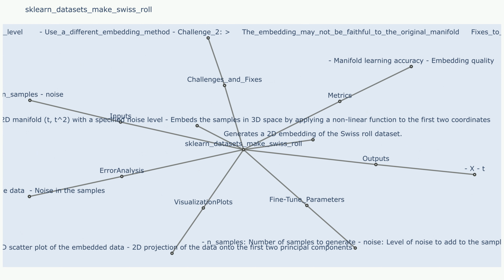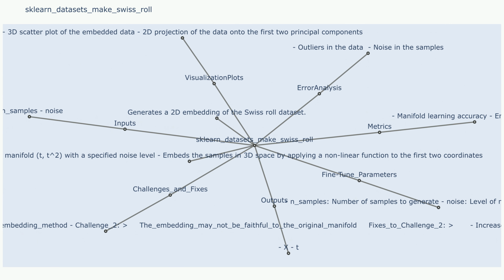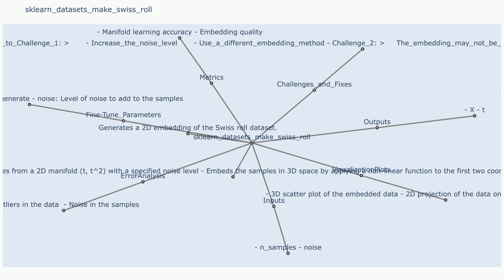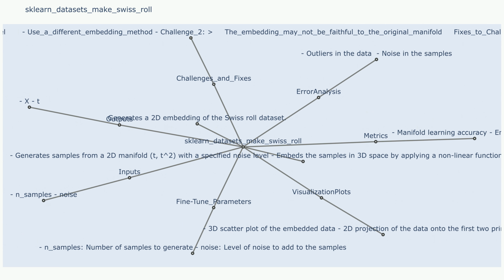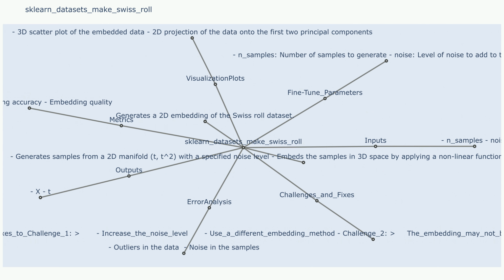Challenge 2. The generated data is highly nonlinear, which can be challenging for some linear dimensionality reduction methods. Sample use case. Using a principal component analysis (PCA) algorithm, which is linear, on the Swiss roll dataset might not effectively capture the nonlinear structure. Fixes. Employing nonlinear dimensionality reduction methods, such as Isomap or locally linear embedding (LLE), which are better suited for handling nonlinear data, can achieve more accurate results.